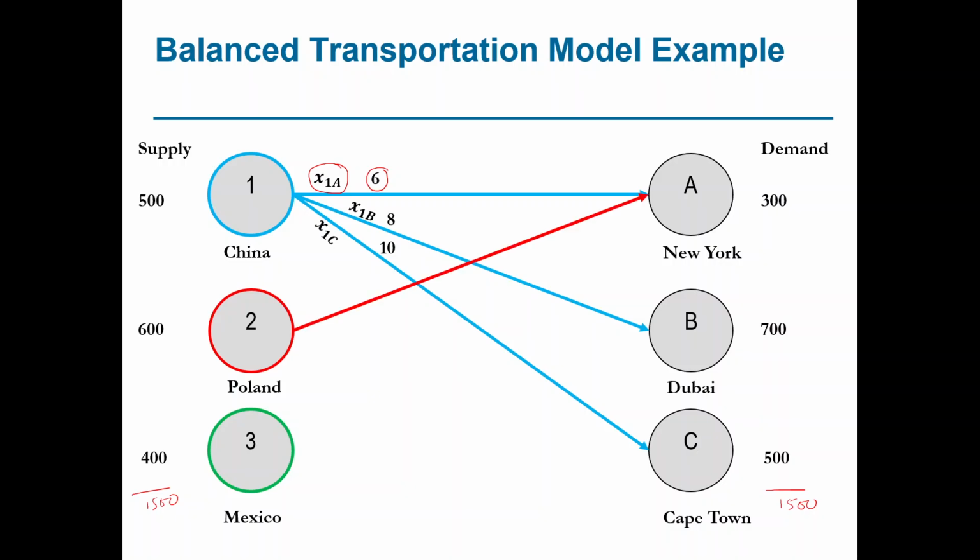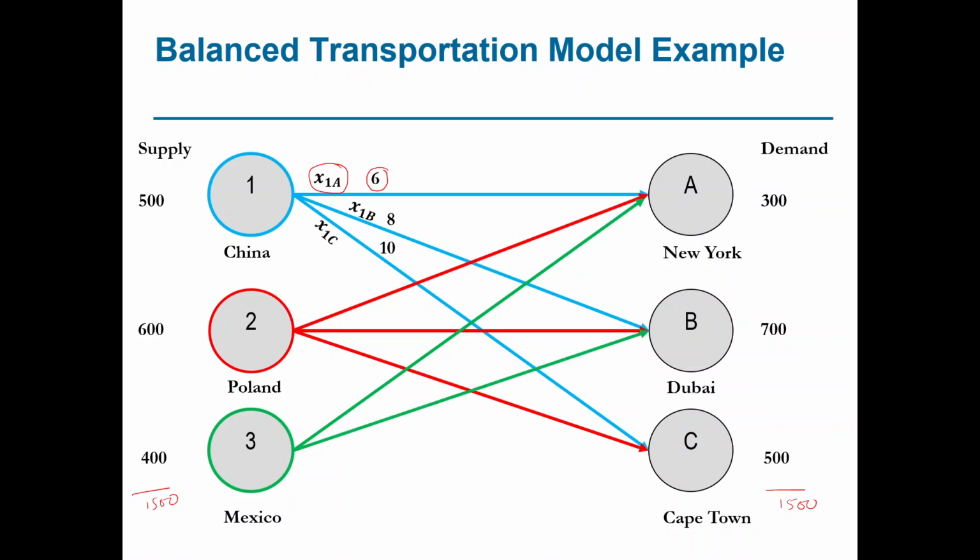In a similar fashion, we can draw the arrows from Poland to New York, Dubai, and Cape Town, and then from Mexico to New York, Dubai, and Cape Town. We can represent the quantities from Poland to New York as X2A, from Poland to Dubai as X2B, and from Poland to Cape Town as X2C. On these arrows, we will also mention the cost that is incurred when we are transporting the laptops from Poland to New York, Poland to Dubai, and Poland to Cape Town, as you can see on your screens.